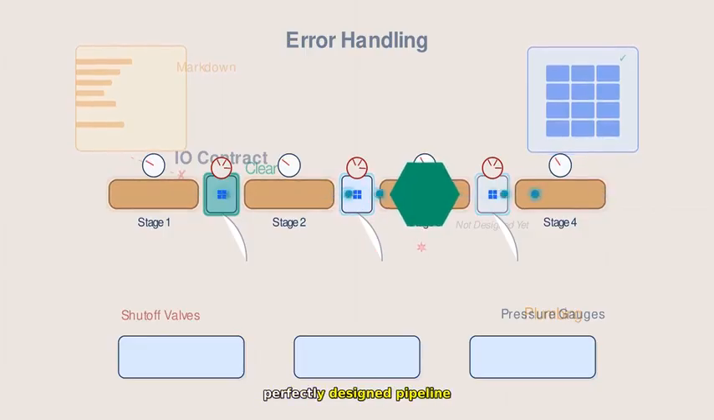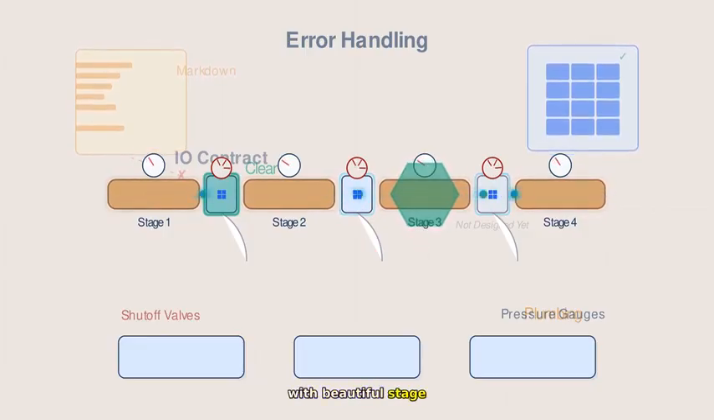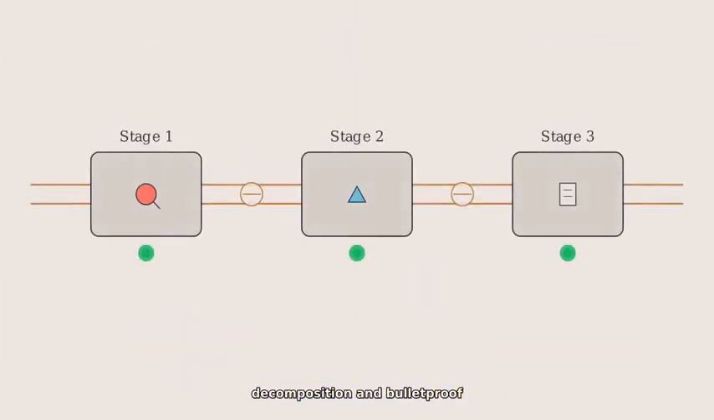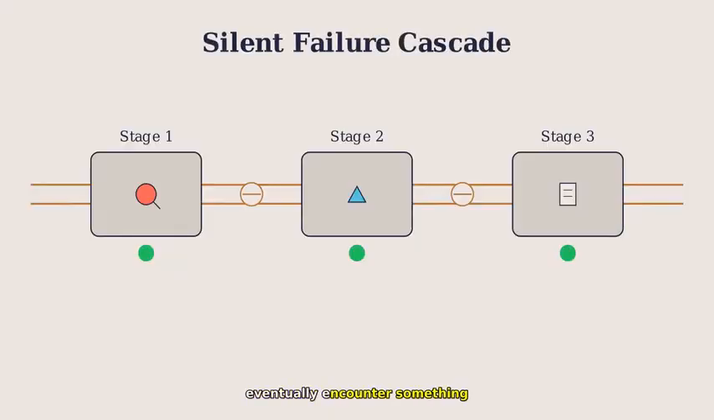But even a perfectly designed pipeline, with beautiful stage decomposition and bulletproof I/O contracts, will eventually encounter something that breaks it. Bad data, unexpected input formats, missing required fields. The real world is messy. That's where error handling comes in.